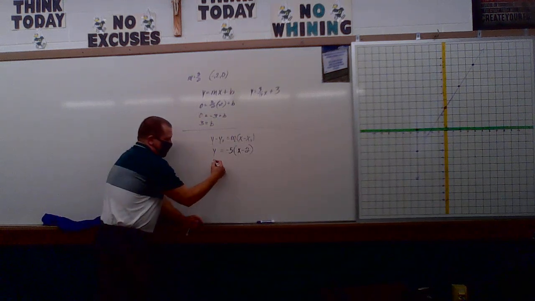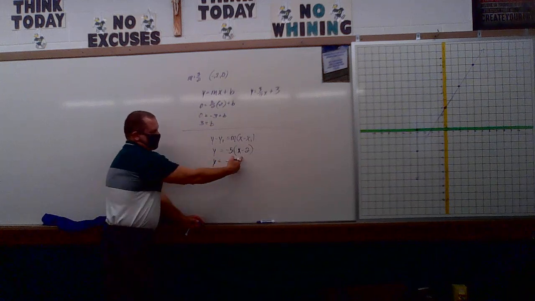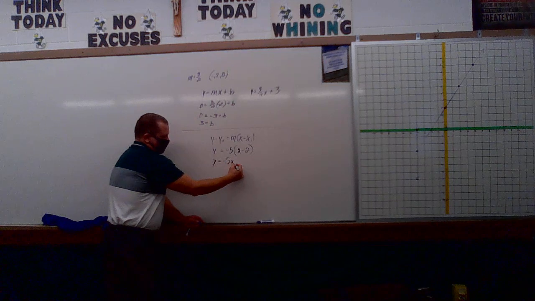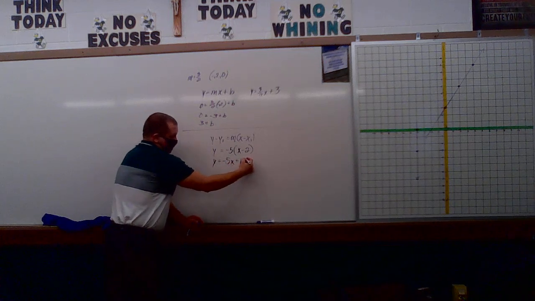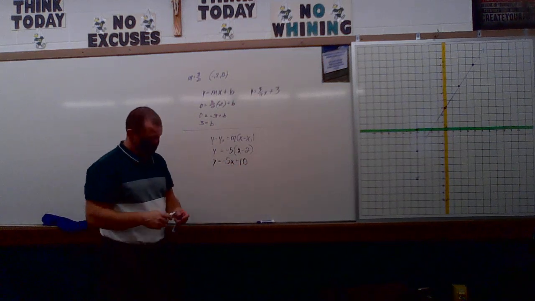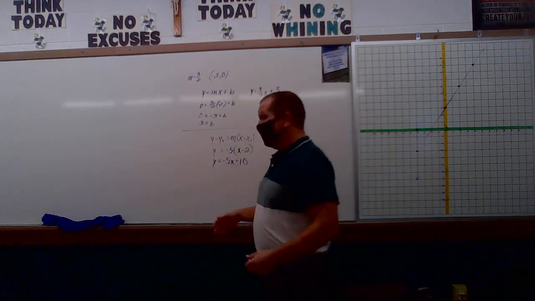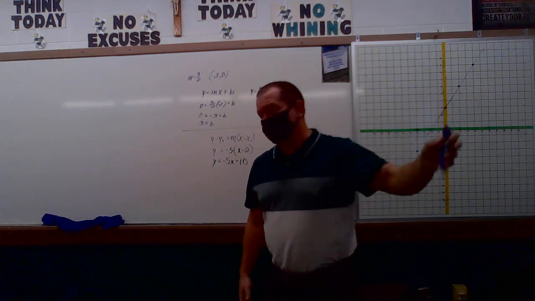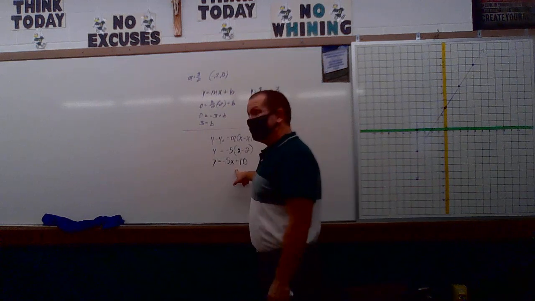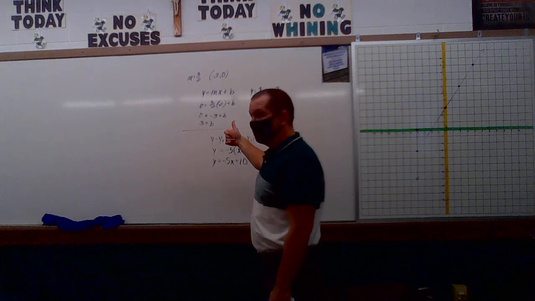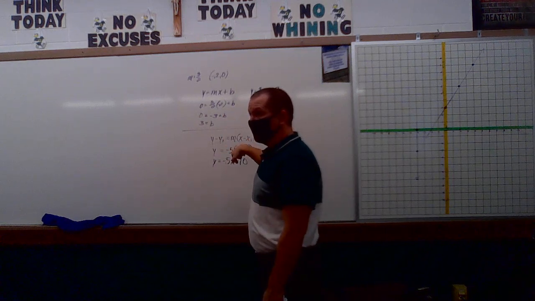Distribute. So we get y equals, if I distribute, what do I get? Let me help you, because I know it's hard math. Negative 5x plus 10. Okay? And again, it doesn't say anything about graphing it, but if I had to graph this, where would I go? Up 10, and then? Over 1, which way?